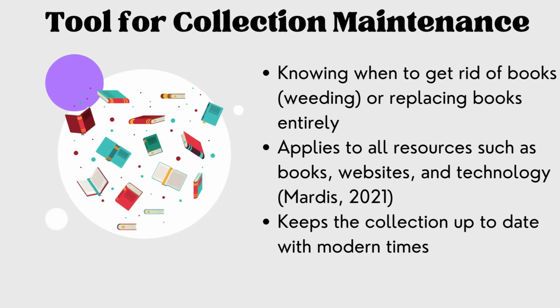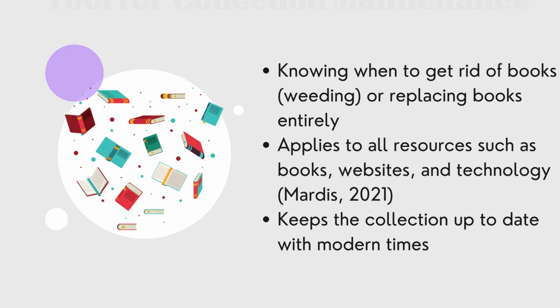The next reason is that it serves as a tool for collection maintenance. Having a collection development policy helps the librarian know when it's time to get rid of books, which is called weeding, or when they need to replace books entirely. So it provides criteria for that. It also applies to resources such as books, websites, and technology, which are the different resources available in the library. It also keeps the collection up to date with modern times. So it lets the librarian know when something becomes outdated in terms of criteria and when they need to replace it.